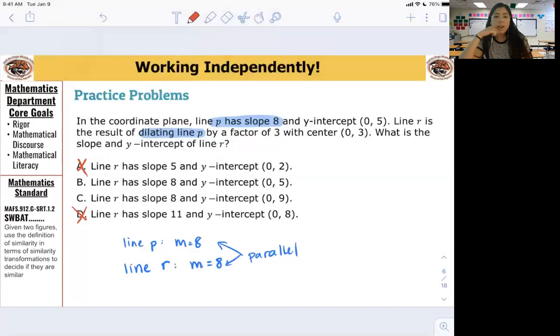It's asking you what is the y-intercept of line R, okay? So I'm gonna read it one more time. In the coordinate plane, line P has a slope of 8 and a y-intercept of (0, 5). Line R is the result of dilating line P by a factor of 3 with center (0, 3). So they're telling us where the center of dilation is.